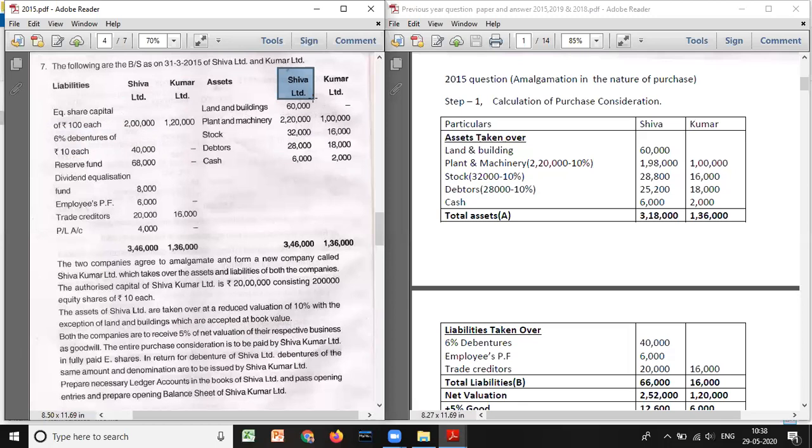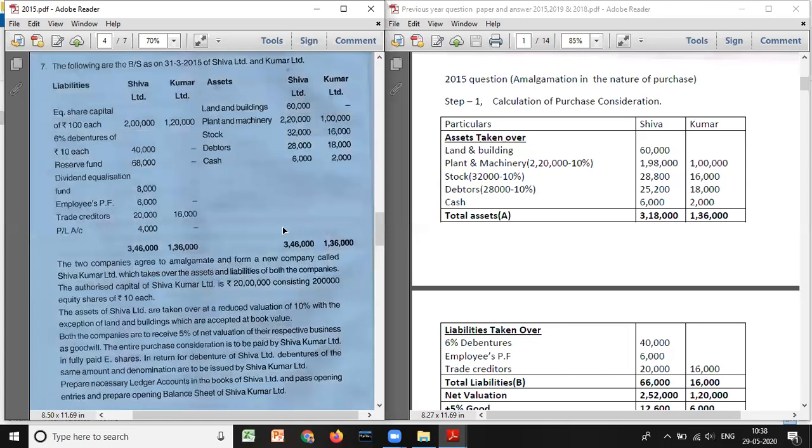Pass opening entries and prepare the opening balance sheet in the books of Shiva Kumar. Now what you have to do is pass opening entries in Shiva Kumar Limited, that is the purchasing company, and also prepare the balance sheet under Shubhma Limited company.